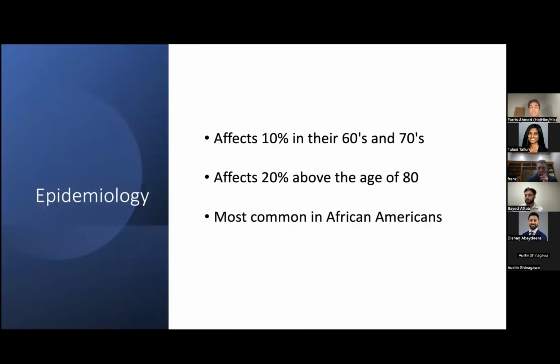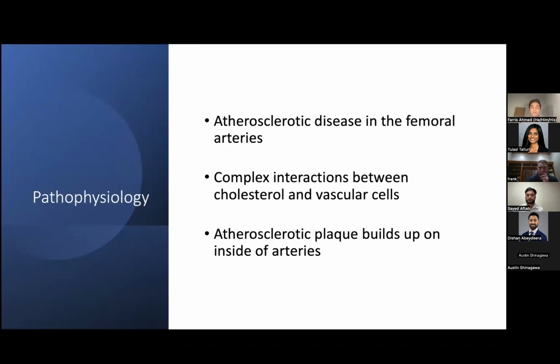In terms of who it affects, about 10% of people in their 60s and 70s, and 20% of people above the age of 80. That's a result of occlusion and plaque buildup in the femoropopliteal artery as you get older, and it's most common in African Americans. In terms of pathophysiology, it's similar to what we've discussed so far. It's atherosclerotic buildup specific to that artery, a complex interaction between cholesterol and the vascular cells. That just means a specific buildup of cholesterol plaque right against the vessel walls, inside of the arteries.